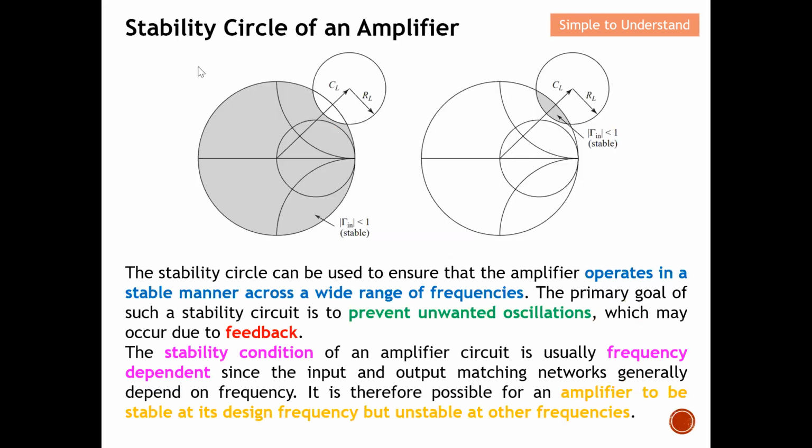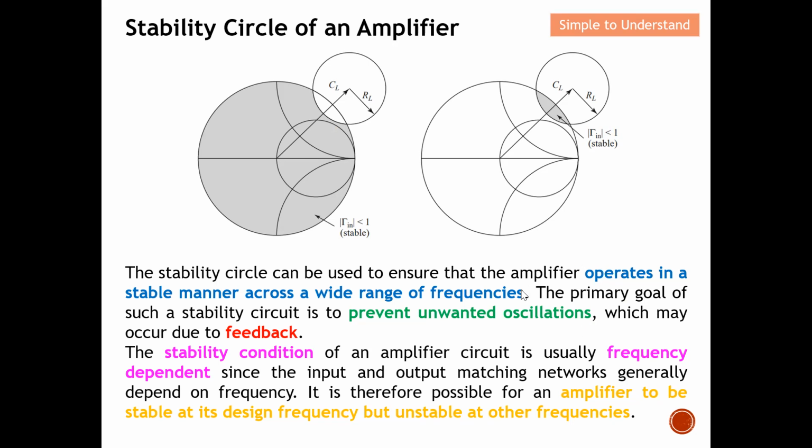Let's quickly understand what a stability circle of an amplifier is. Over here, you can see the stability circle of an amplifier. In short, the stability circle can be used to ensure that the amplifier operates in a stable manner across a wide range of frequency. When we design an amplifier, we expect it to work over a wide range of frequency, and in order to ensure the amplifier is able to perform over this wide range, we need to ensure that the amplifier is stable under this wide range of frequency.